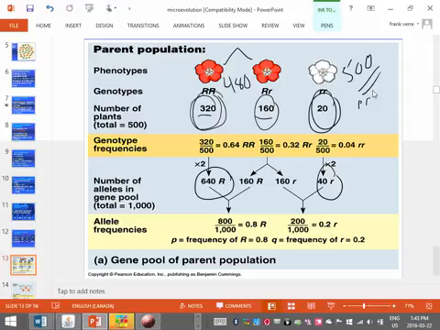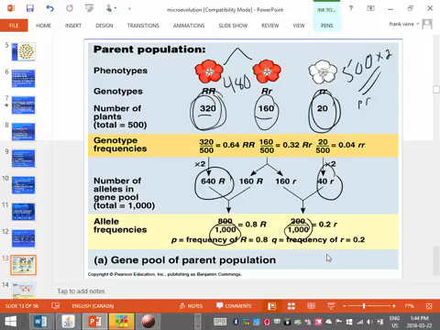The math is really simple. If I have 500 individuals and each individual has 2 alleles, how many alleles do we have in total? You would have 1,000. So that's why it's divided by 1,000. In this case, the frequency of red is 80%, because I have 800 red alleles. And the frequency of white is 20%, because I have 200 out of 1,000. It's 20%.